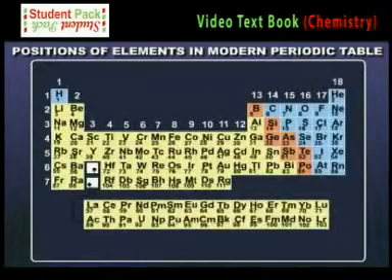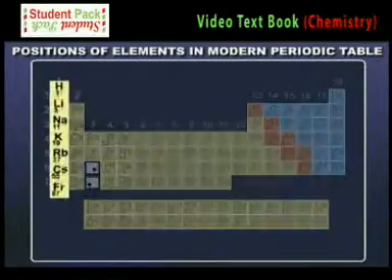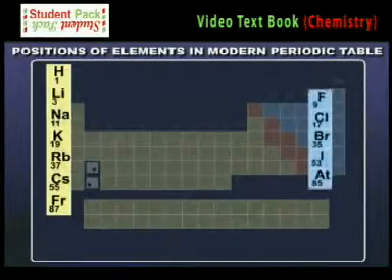There is an anomaly when it comes to the position of hydrogen, because it can be placed in group 1 or group 17 in the first period.